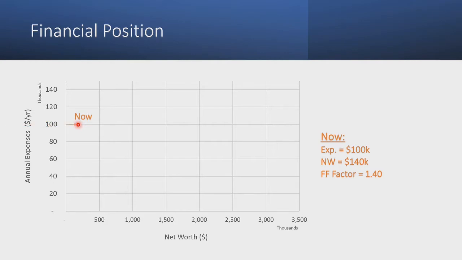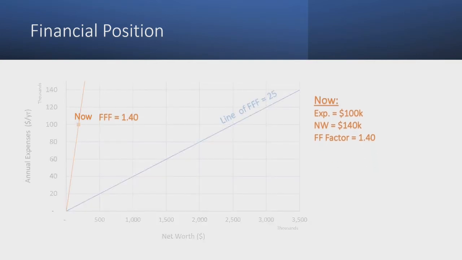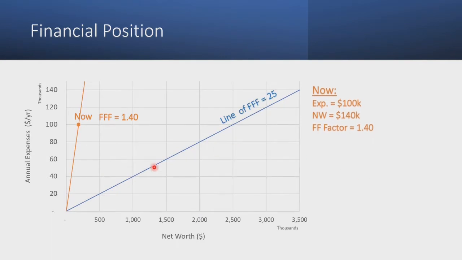So with $100,000 in expenses and $140,000 in net worth, we have a factor of 1.4. So this is the line of 1.4. In the future, we want to be along this line, anywhere along this line, which is the financial freedom factor line of 25.